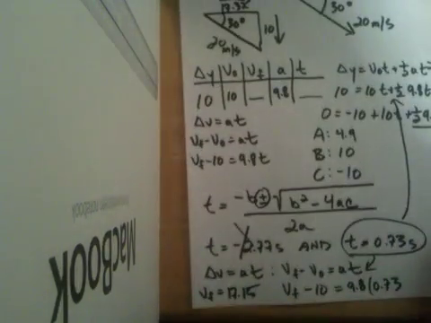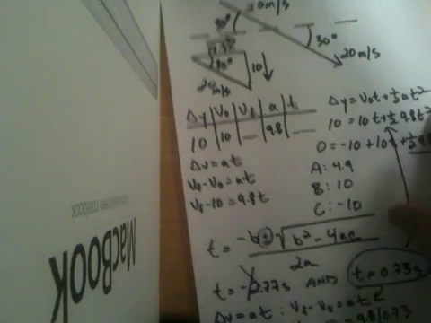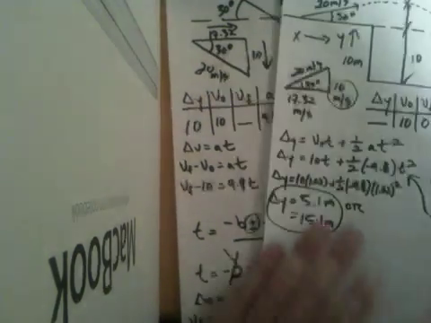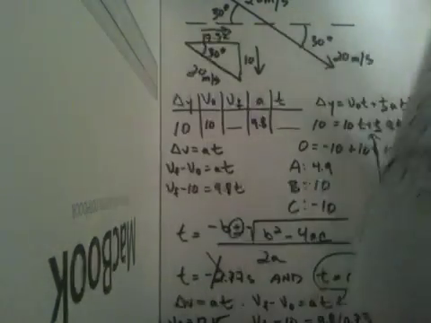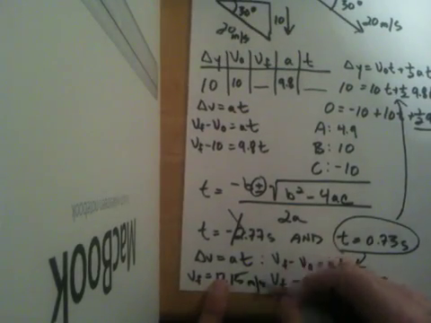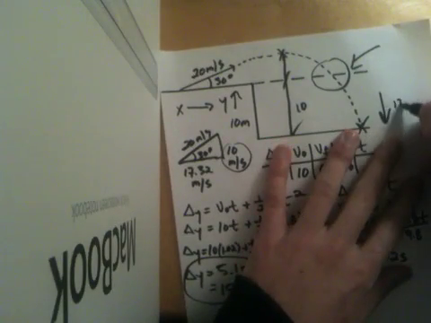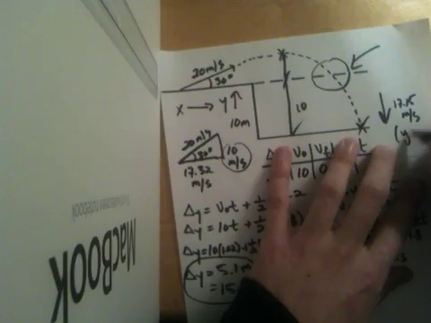And what you end up finding is Vf equals 17.15. Now let's recap what we just figured out. We were dealing only with the y direction, and we determined that it impacts in the y direction down here at 17.15 meters per second. So that impacts 17.15 meters per second, and that's only in the y direction.